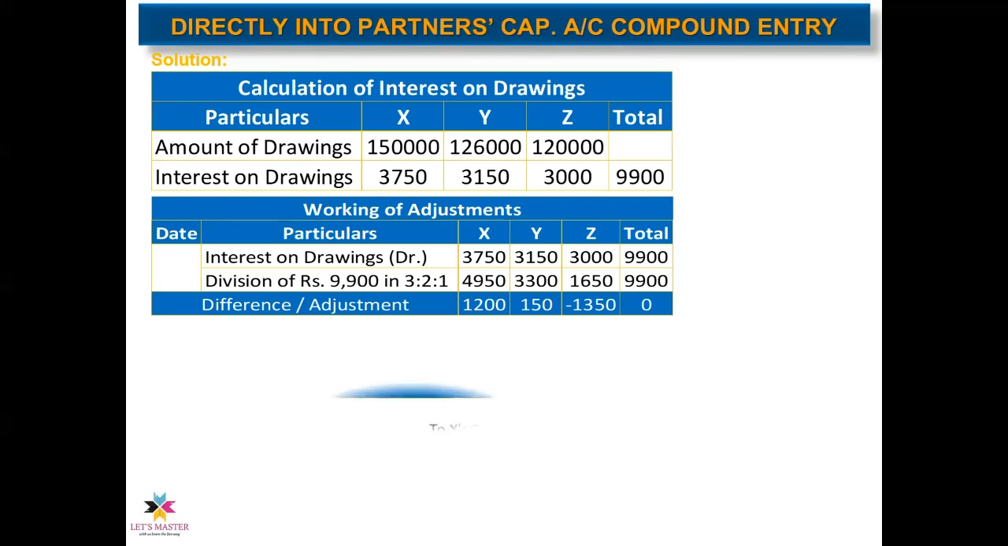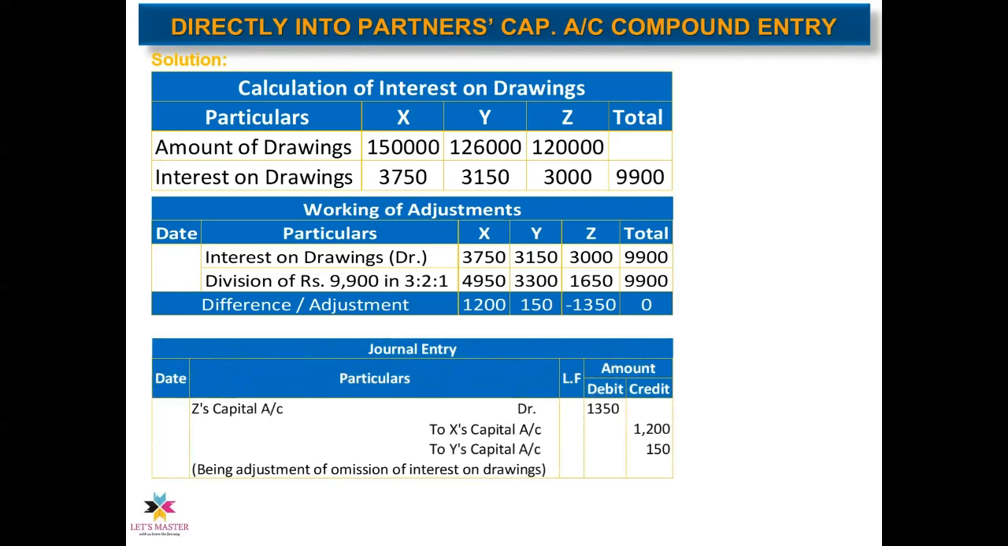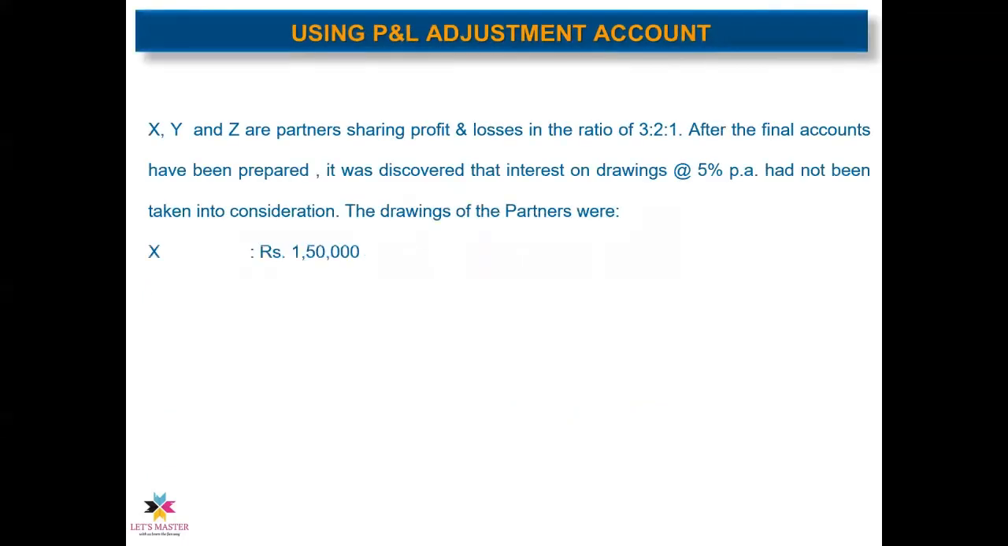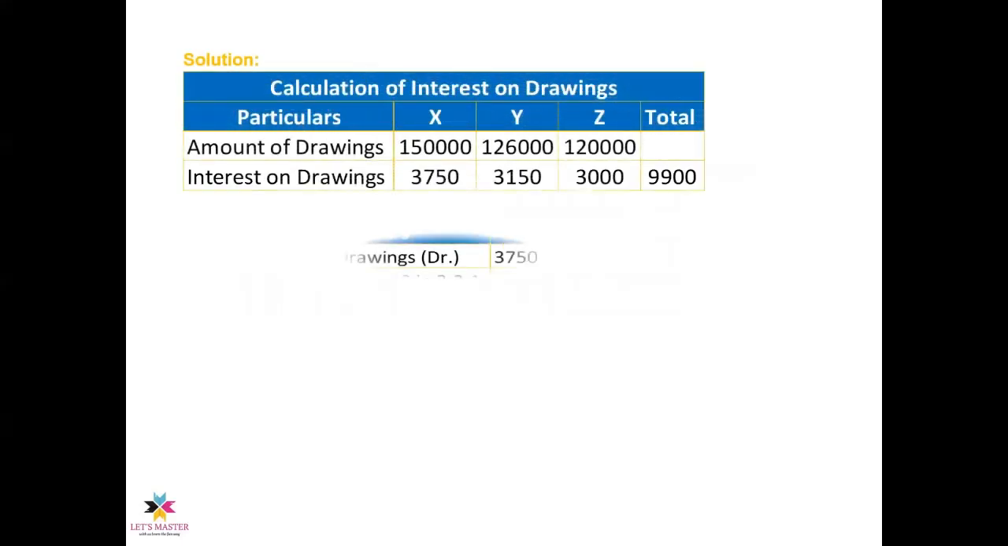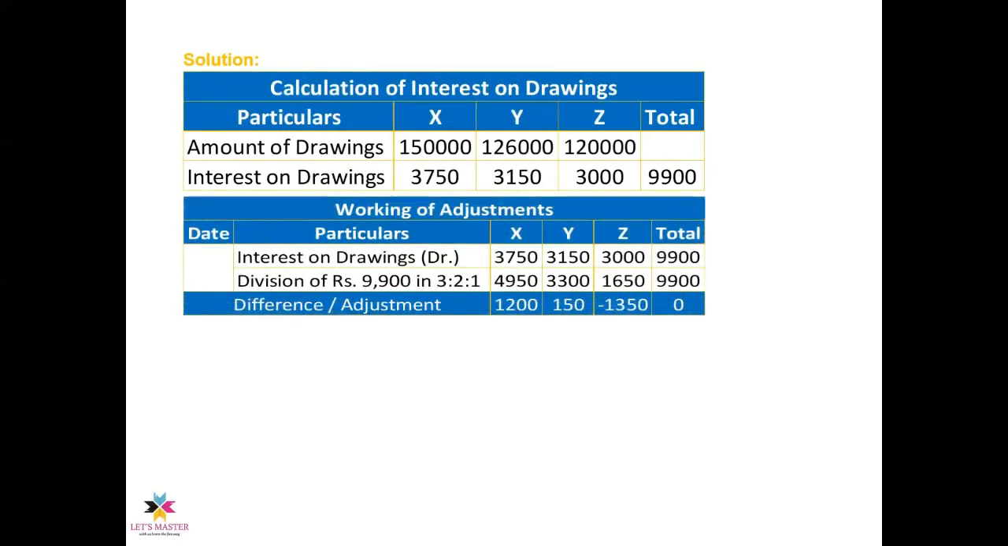So now we will pass the adjusting journal entry, a compound journal entry. As Z has received 1,350 extra, we will debit Z's account with rupees 1,350 and credit X's account with 1,200 and Y's account with 150 to make the adjustments.